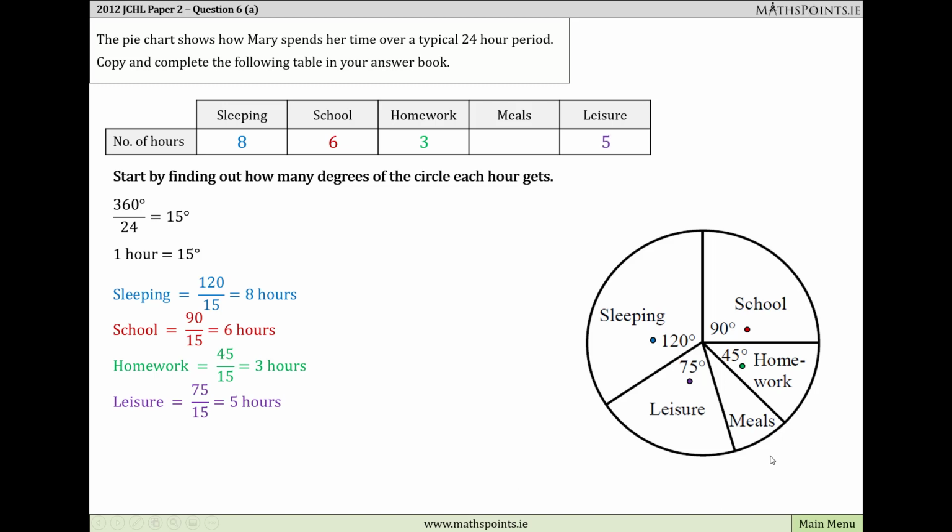As we said, there's no degrees allocated to the meal sector, but if we subtract the sum of all the rest of the degrees from 360, we can see that in the meal sector we have 30 degrees. How many 15s are in 30? Well, there's 2 15s in 30, and so Mary spends 2 hours of the day eating meals.